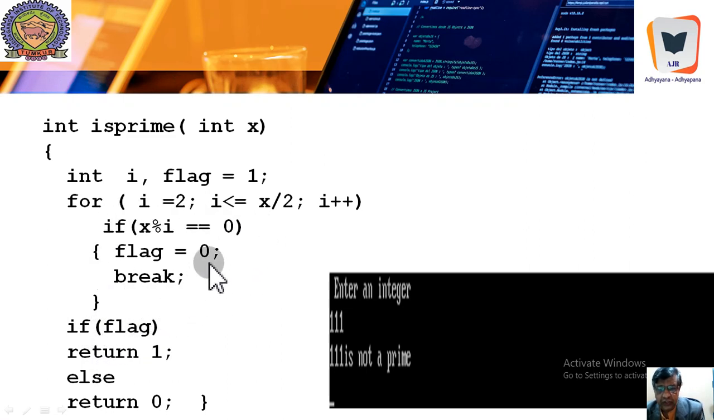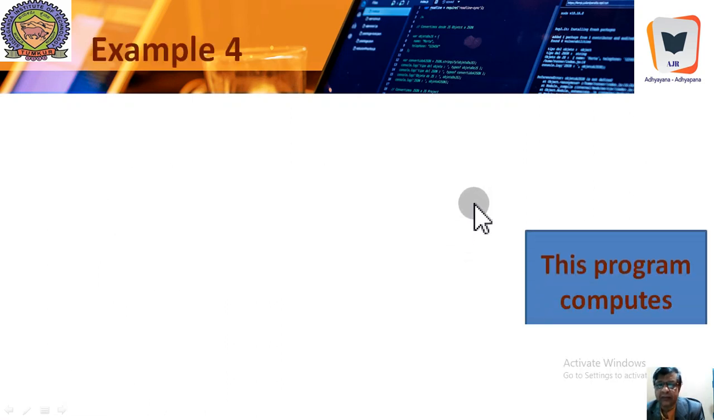If this is not true, flag should be still 1. If flag is not equal to 0, means if flag is 1, return 1, otherwise return 0. So here there is an output. Enter an integer 111. 111 is not a prime.